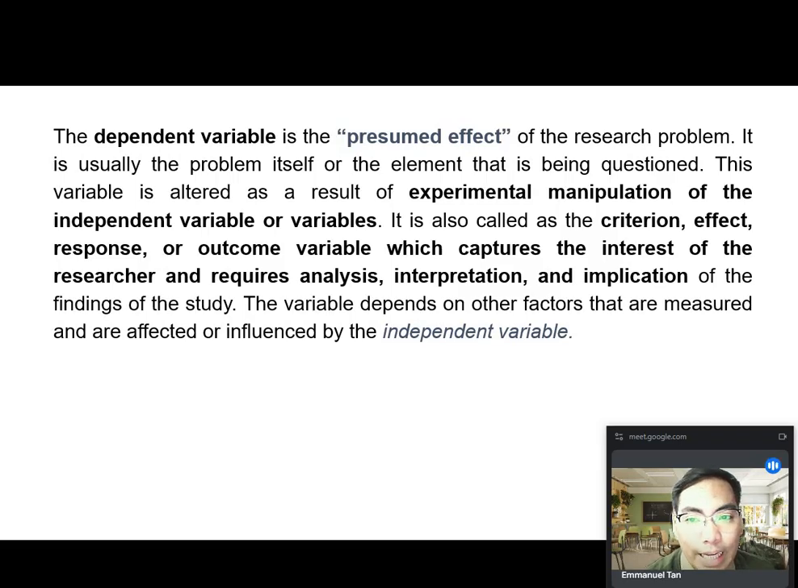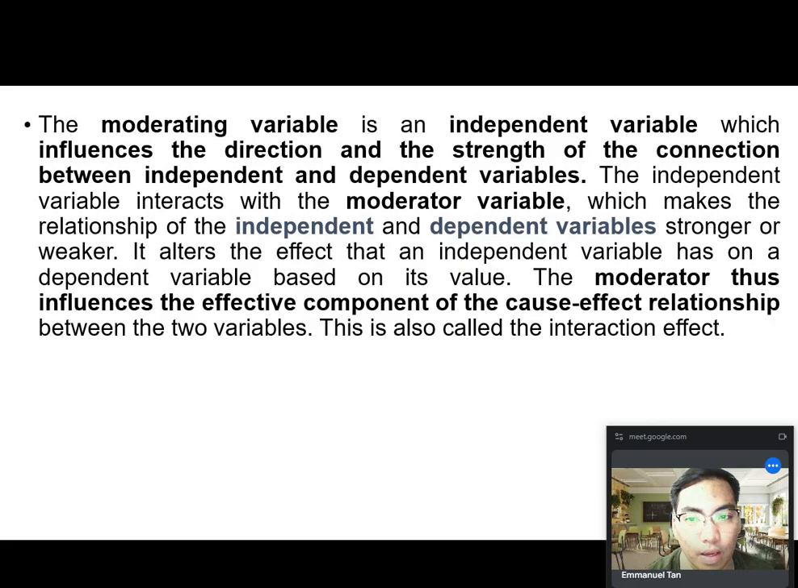Okay. So lagi namang magkasama yung IV and DV na yan. The IV is the independent variable and the effect, no, the dependent variable. Ito yung affecting variable caused by the independent variable. Okay? Now, let me add this.